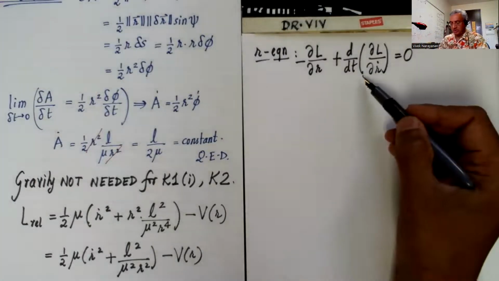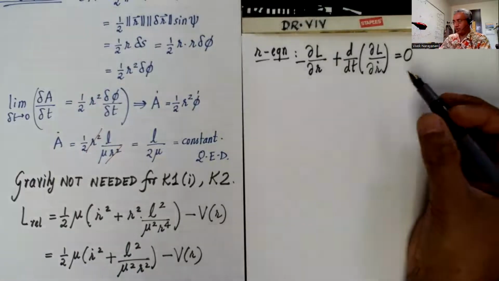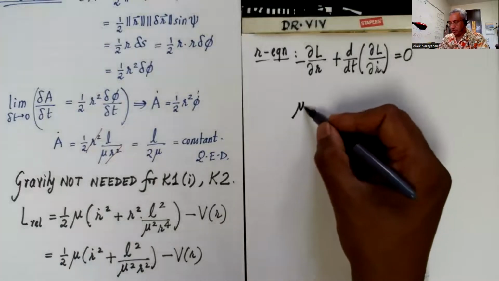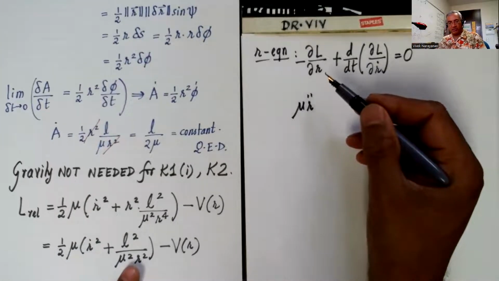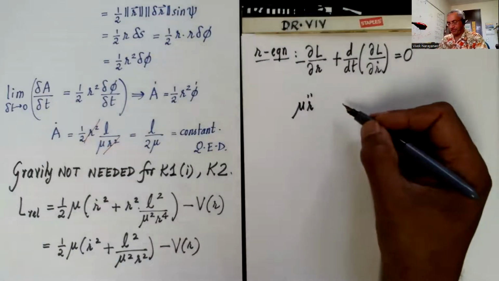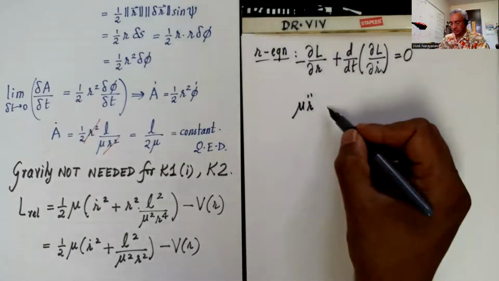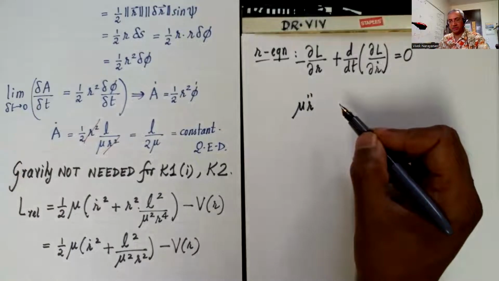So del L by del r dot is just mu r dot. When I take another derivative, I get mu r double dot. So I'm going to get mu r double dot. And then negative del L over del r. If I take del L over del 1 over r squared, I'm going to get a negative sign. But because of that negative sign, that's going to become a positive sign. So let's see. Carry out this computation.